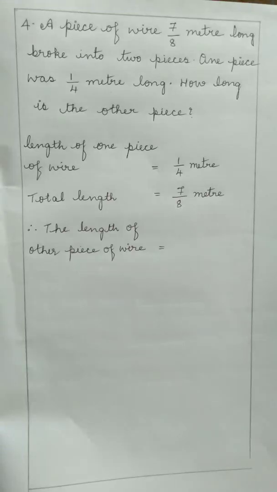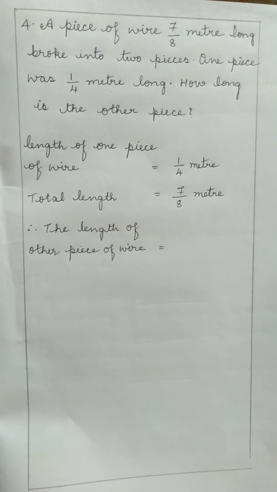Let's continue the 6th standard maths chapter fractions exercise 7.6. The fourth problem. A piece of wire 7 by 8 meter long broke into two pieces. One piece was 1 by 4 meter long. How long is the other piece? The total length of the wire is 7 by 8 meter.